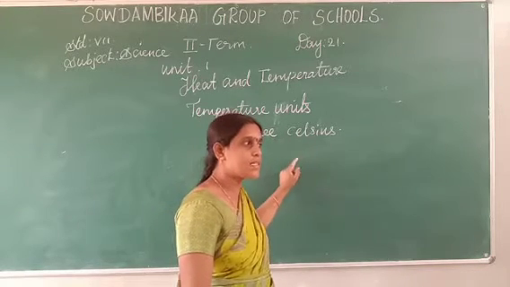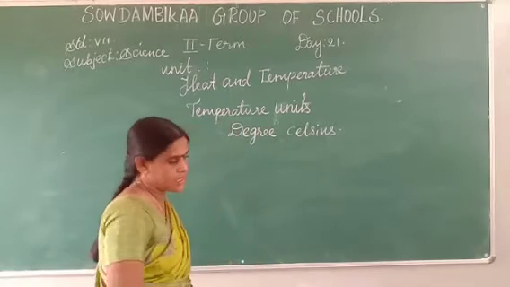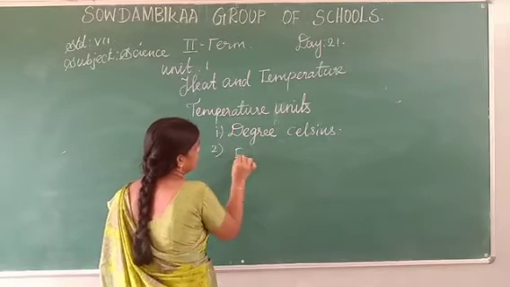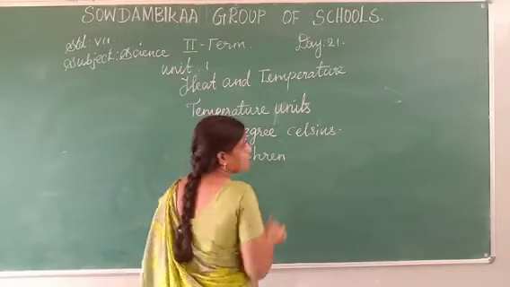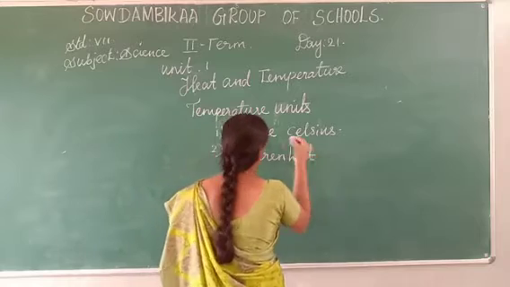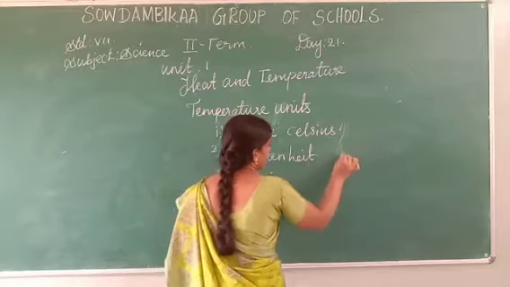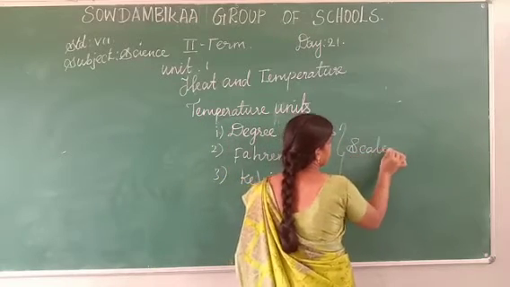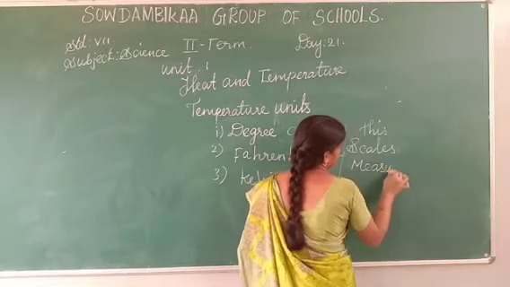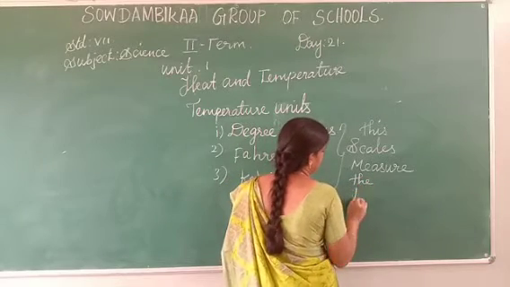Okay. This is one of the units to measure: Celsius and Fahrenheit. The second one is Fahrenheit. The third one is Kelvin. These three scales are used to measure the temperature.